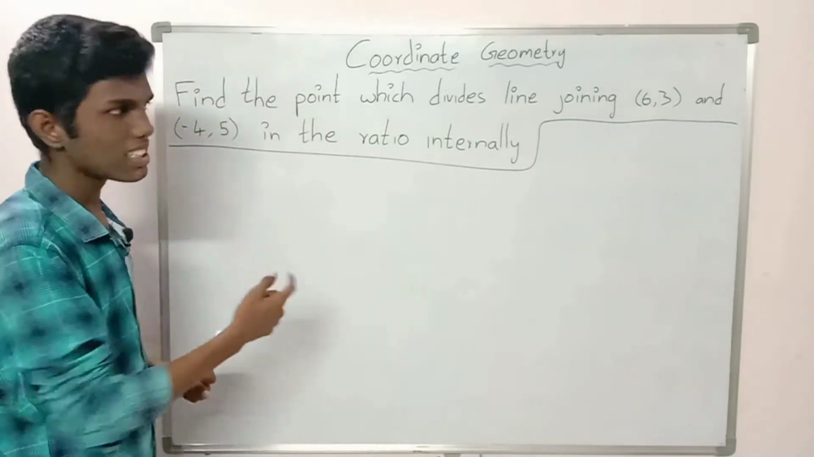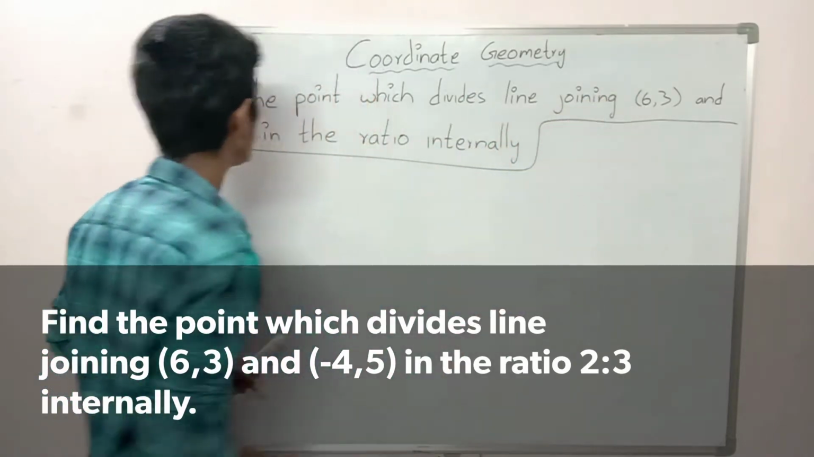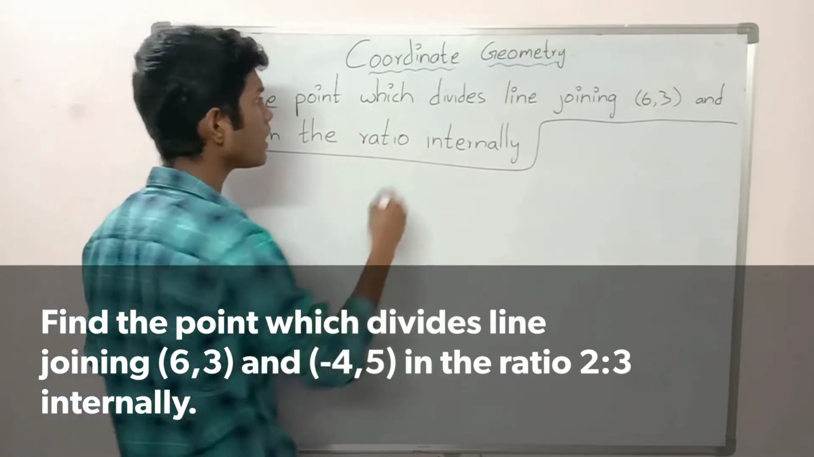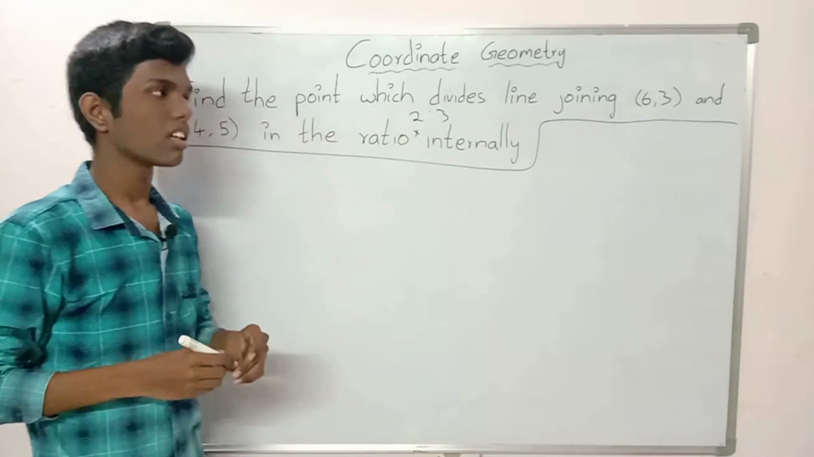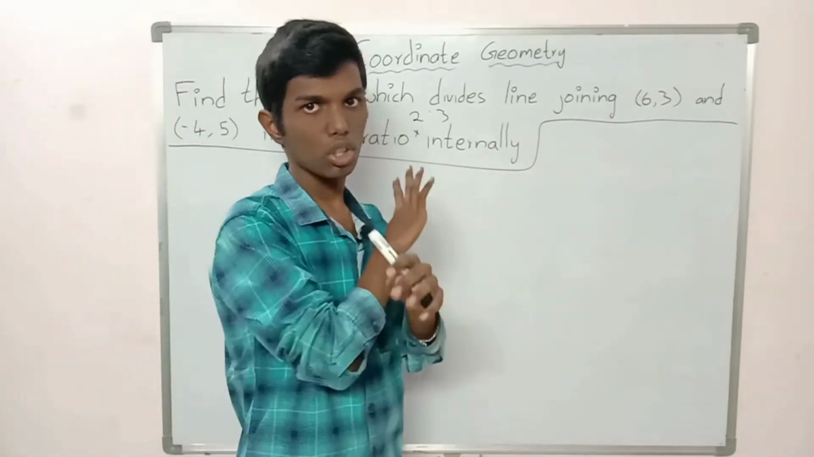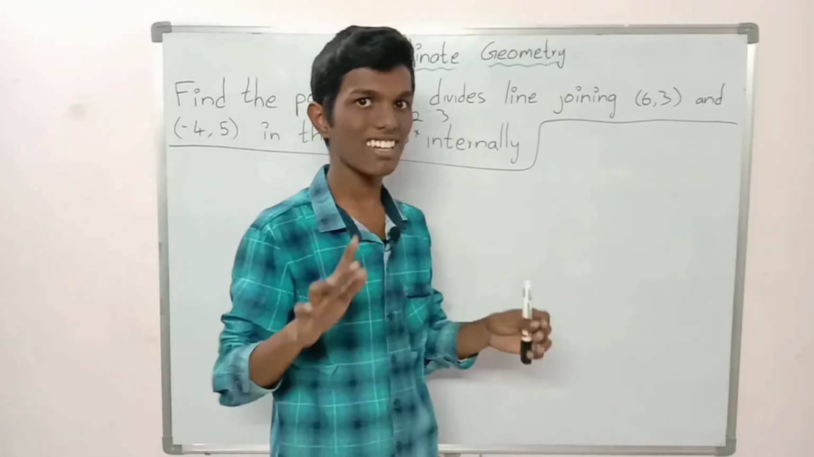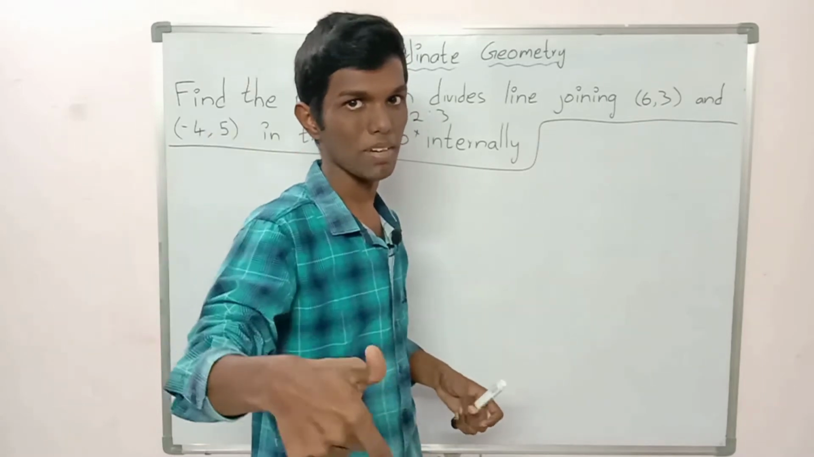And the question is, find the point which divides line joining 6, 3 and -4, 5 in the ratio 2:3 internally. So how do you find it? I have a method which we do not use any formula and I call it the X method. And I don't have any name for the previous one. If you have any better name, just let me know in the comments.